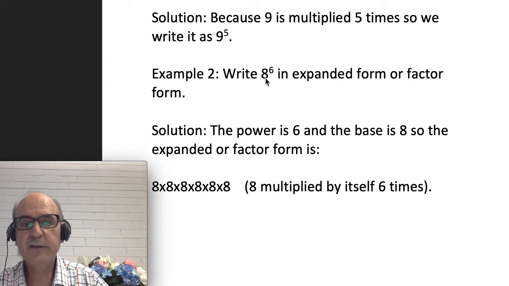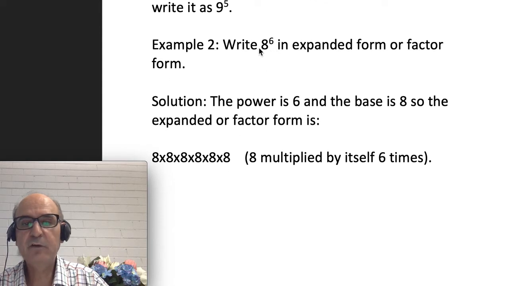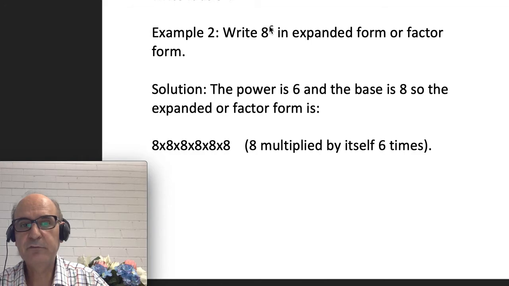Example 2: write 8 to the power of 6 in expanded form or factor form. Now here we go back to multiplying by itself. So 8 to the 6 means that I have to times 8 by itself. How many times? 6 times. So 8 times 8 times 8 times 8 times 8 times 8. That is called the expanded form or the factor form.